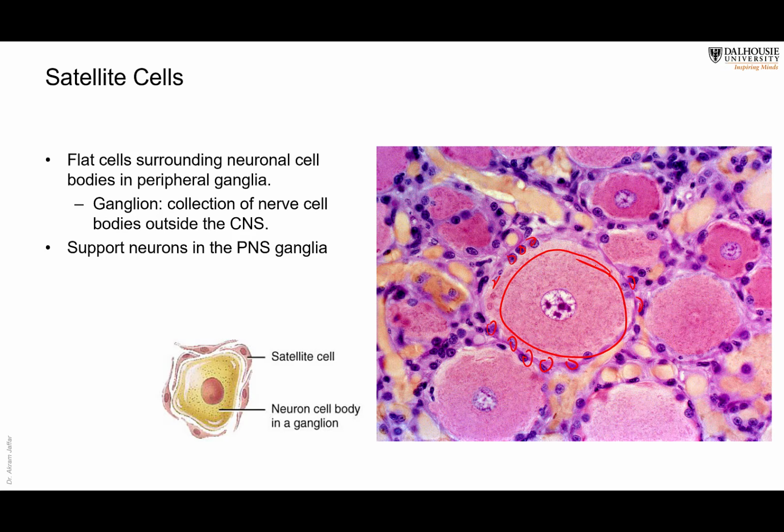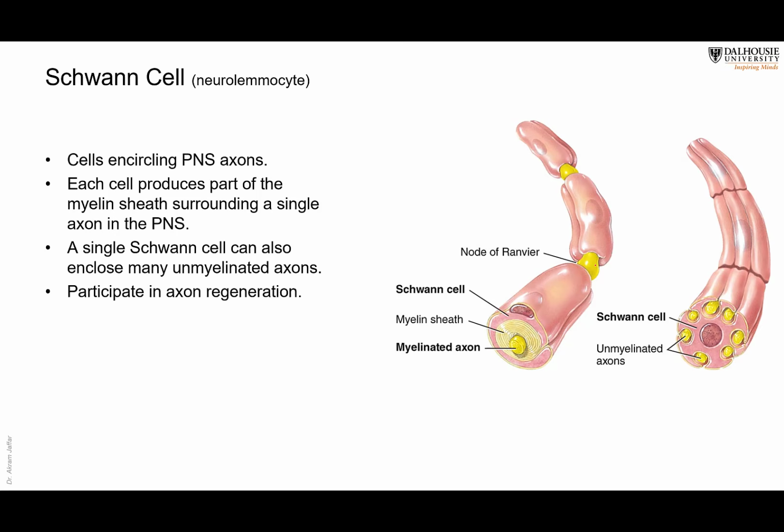In the peripheral nervous system, we have some collections of neurons called ganglia. We are going to talk about that. There are dorsal root ganglia, sympathetic ganglia, parasympathetic ganglia. These are small collections of nerve cell bodies, and they are surrounded by these satellite cells for protection and support. And the second type, now you are familiar with, is the Schwann cell.